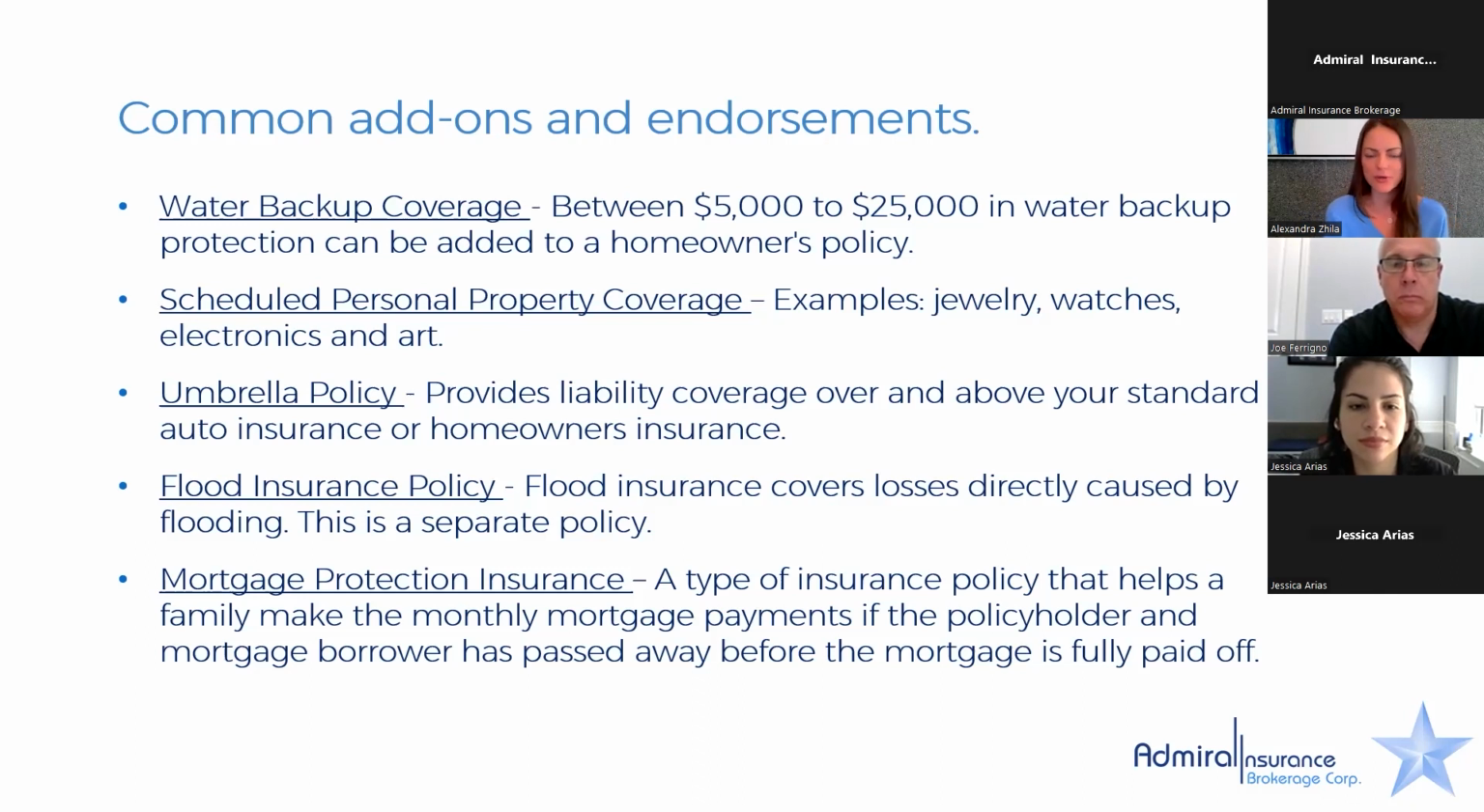Scheduled personal property coverage. Examples would be jewelry, watches, electronics, and art. Umbrella policy provides liability coverage over and above your standard homeowners insurance and auto insurance. Flood insurance policy. Flood insurance covers losses directly caused by flooding. This is a separate policy.